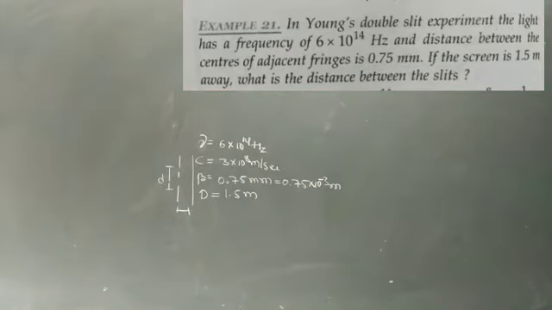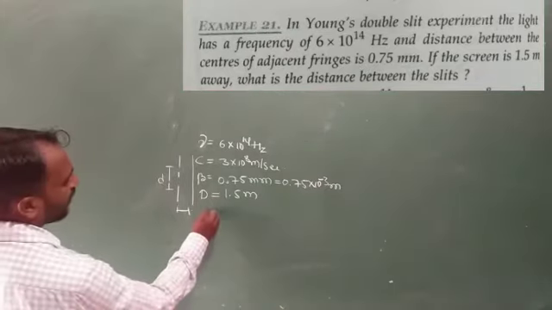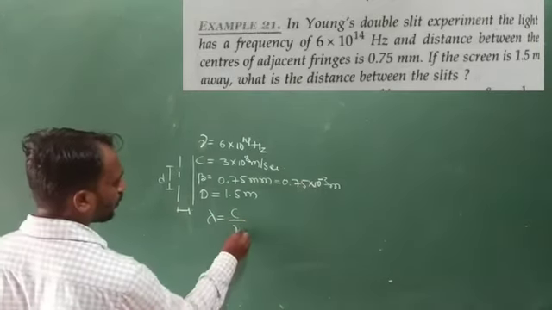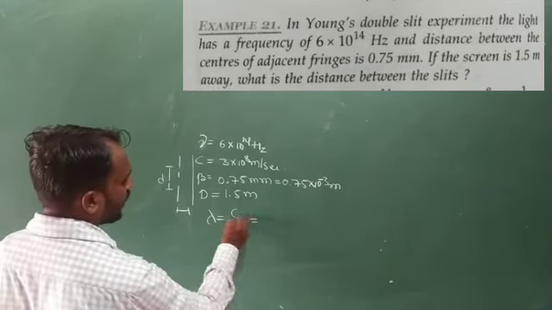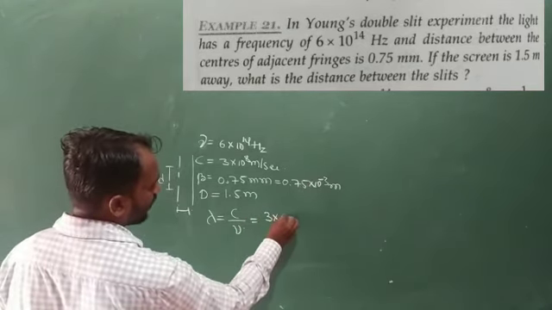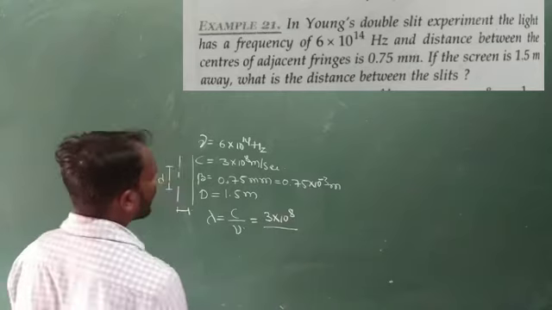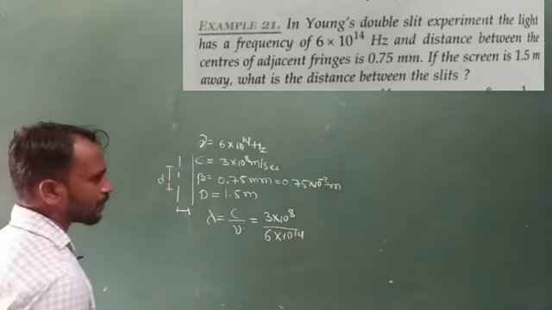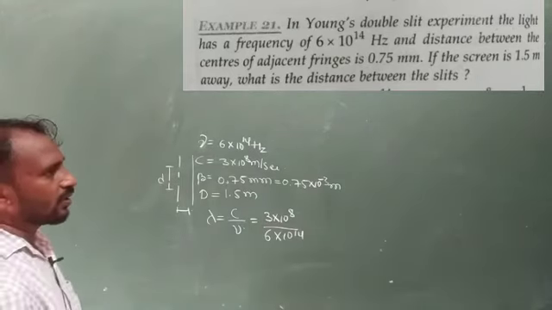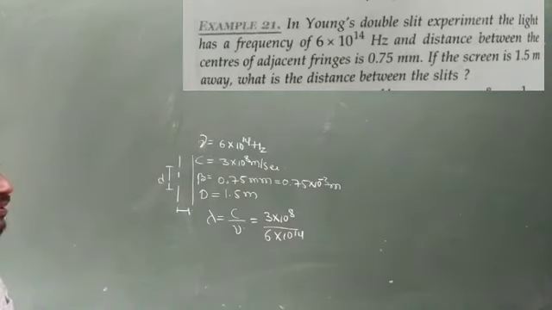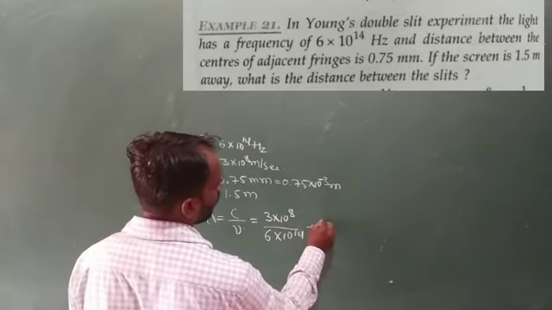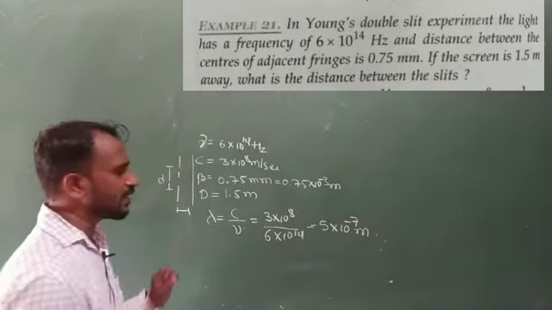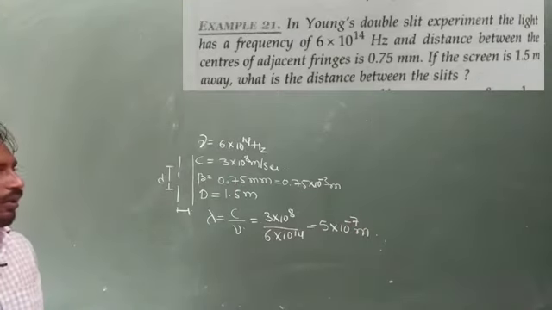Okay, so here we want to calculate the wavelength. Wavelength lambda is equal to C divided by nu. Here C is 3 into 10 power 8 meter per second, divided by frequency 6 into 10 power 14 hertz. So here we get 5 into 10 power minus 7 meter. So this one is the wavelength of that light.